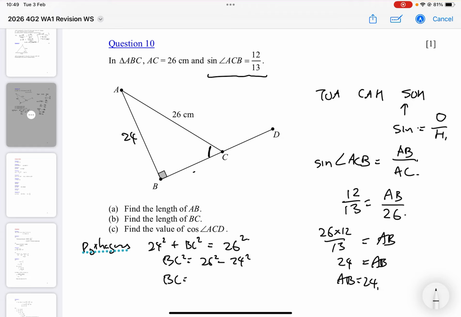Then the value of cosine ACD. The ACD is this big angle. This one requires you to know that the cosine of this big angle is the same as the cosine of this small angle, but negative. Like that only.